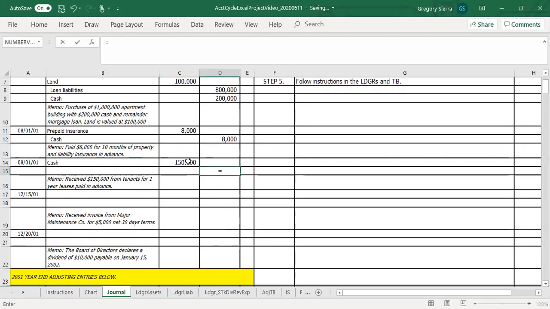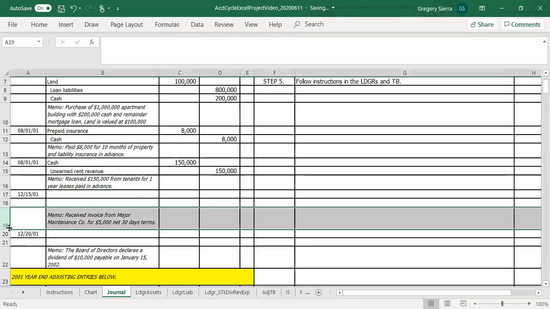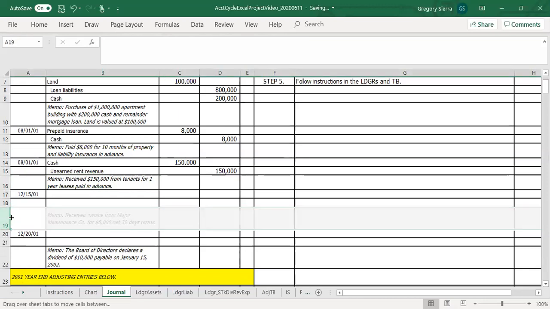Okay. Now, as of today, we haven't provided anybody a place to live. So what we call this is a liability, unearned rent revenue, which you can find in the chart of accounts.